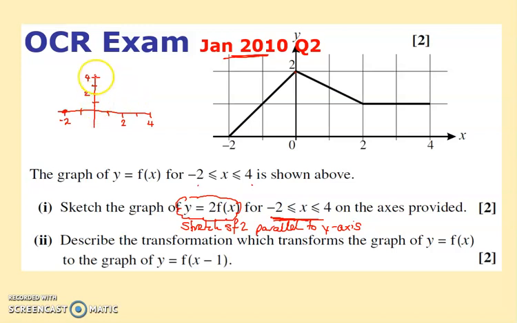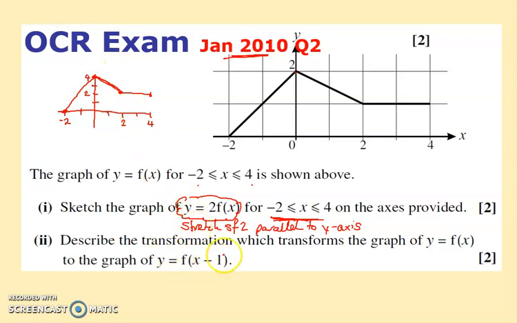But it was 2 high, it's now 4 high. After 2, it was 1 high. Well, now it's 2 high. And after 4, it was 1 high, but now it's 2 high. So just draw it nice and pretty. Well, wasn't my best, was it? You get the idea. Okay, that's what I'm after.